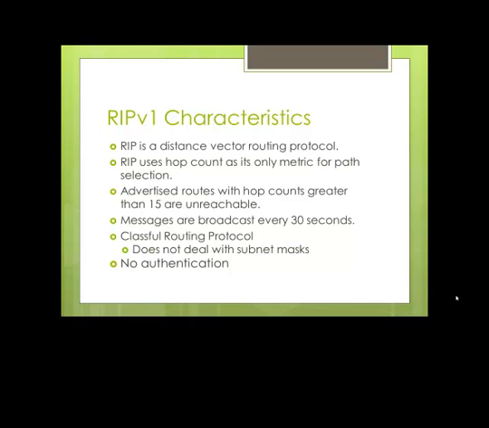RIP version 1 messages are broadcast every 30 seconds. It sends that message to the quad 255 address every 30 seconds, and it's its entire routing table that is sent. RIP version 1 is a classful routing protocol, which means it does not deal with subnet masks. It just looks at what class and assigns that subnet mask. There is no authentication with RIP version 1 either. There is a RIP version 2 that we will talk about in a future chapter that takes some of these weaknesses, such as the broadcast messages and authentication, and addresses them.